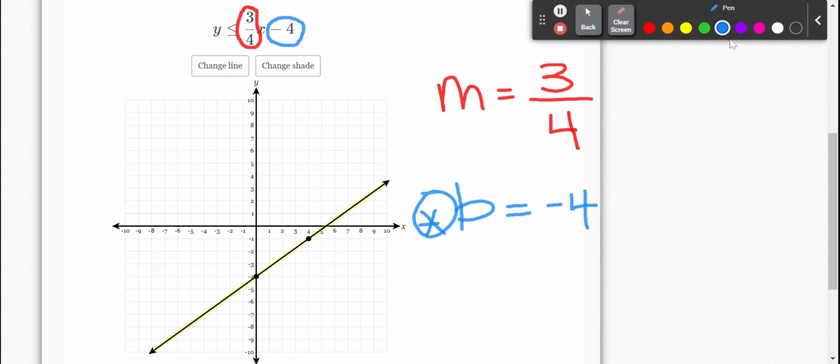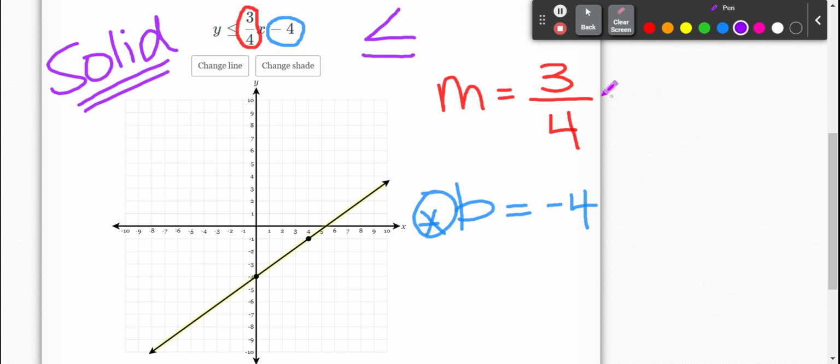Now, hopefully you remember that if we have a less than, because our inequality symbol is less than or equal to, that means this is going to be a solid line. It has that or equal to. So I'm not going to change the line here, but if this did not have that symbol underneath it, then I would change it to a dashed line. All right, so we're going to keep it solid.